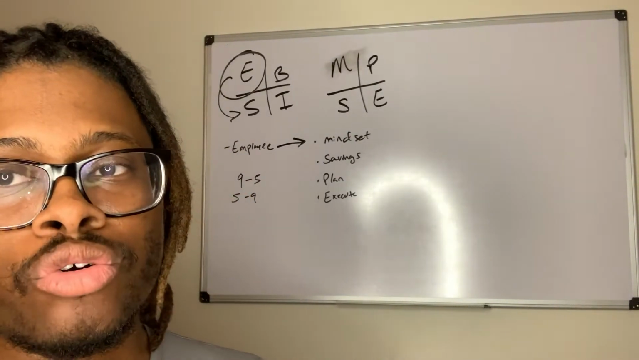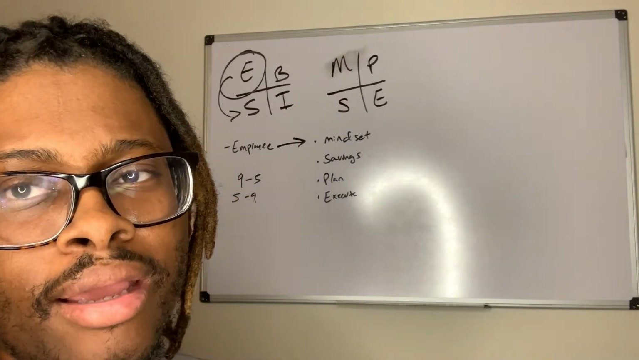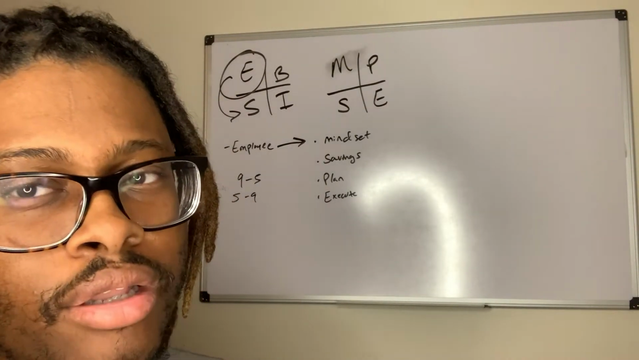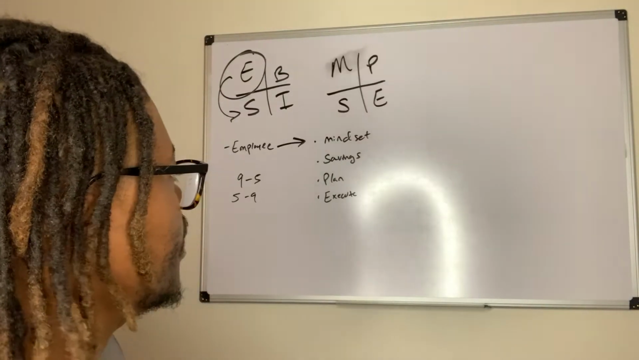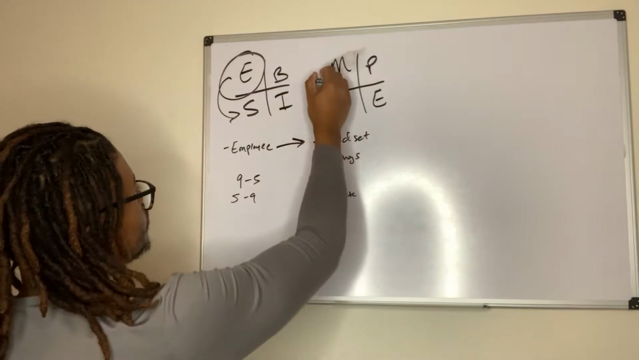That's when things like Uber and all those gig economy things come into play. But you definitely have to save. So that's when we come down from the M to the S.